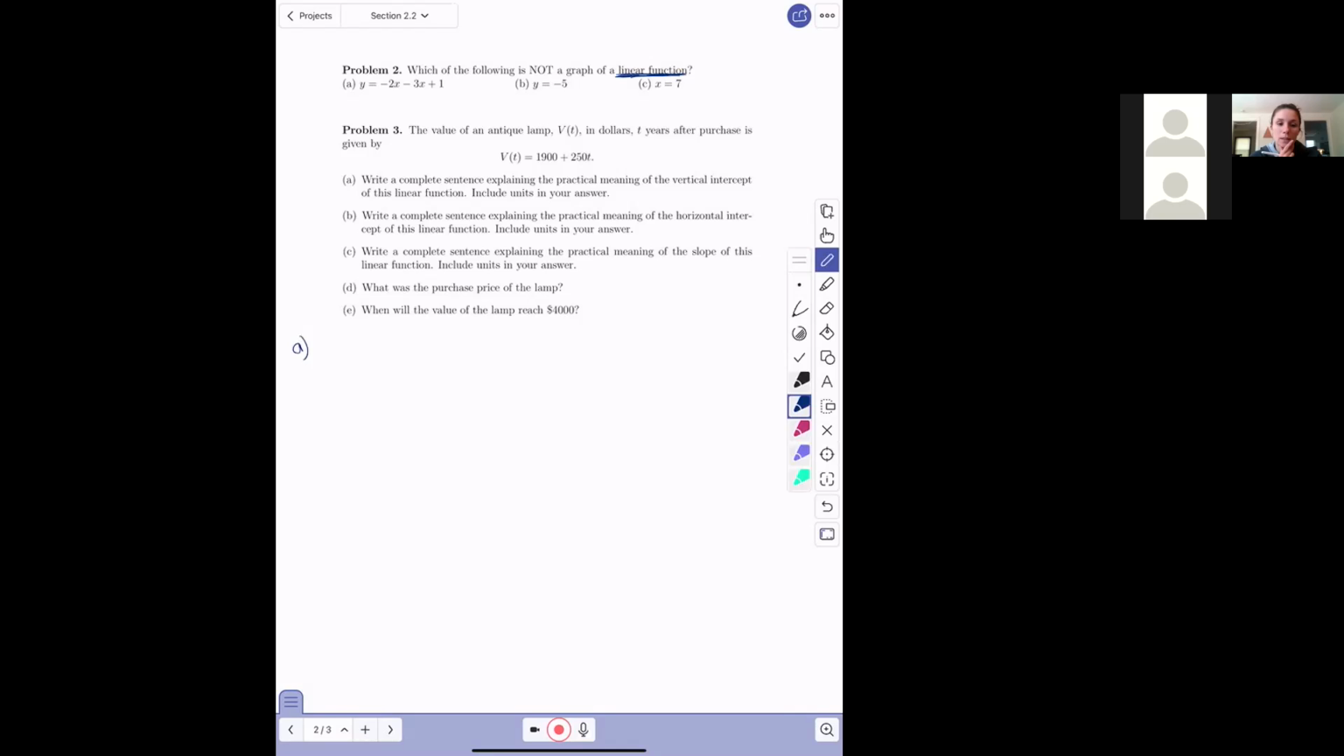our vertical intercept tells us at time 0, so that is when the lamp is first purchased, what the value of the lamp is. So when the lamp is first purchased, it is worth $1,900.